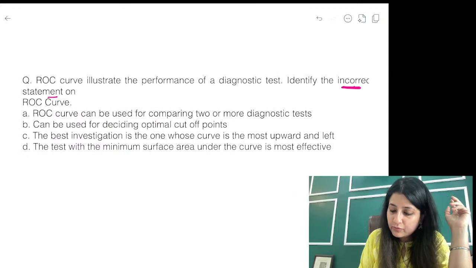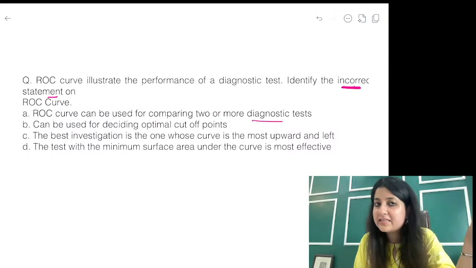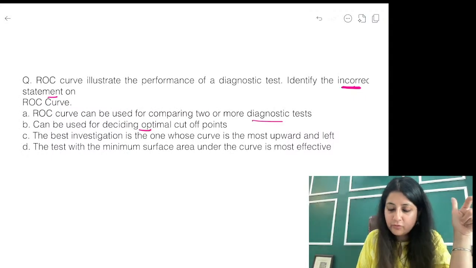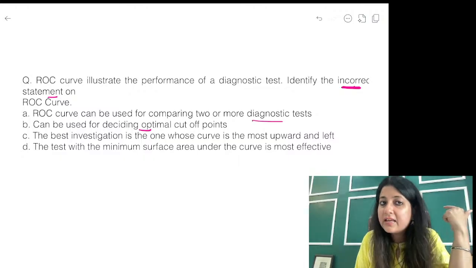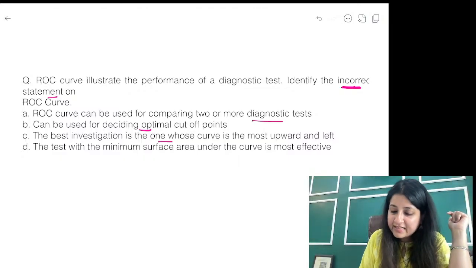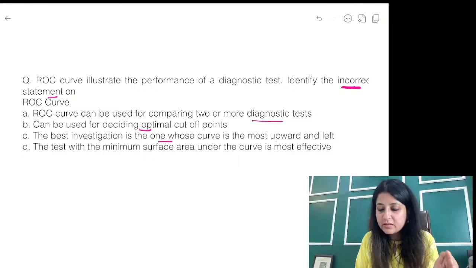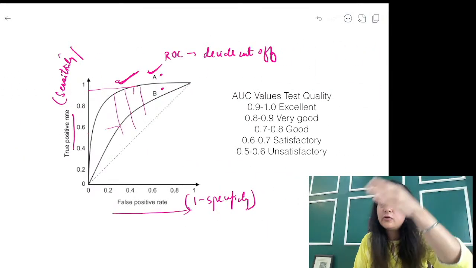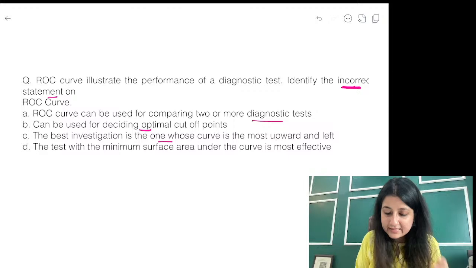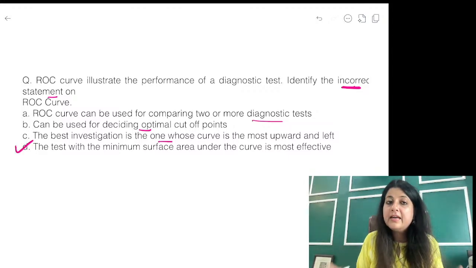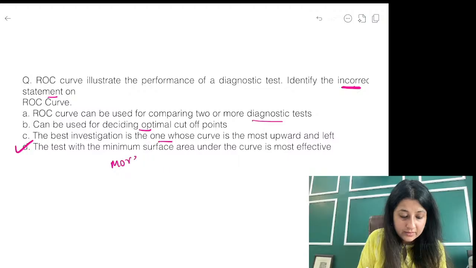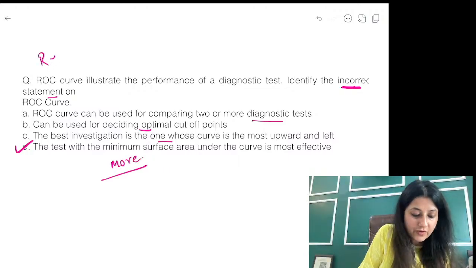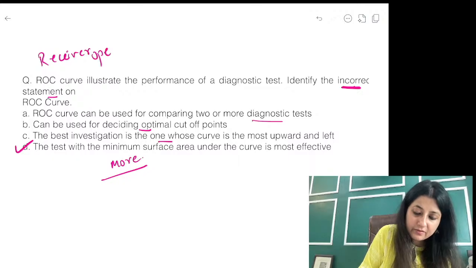ROC curve can be used for comparing diagnostic tests. Yes. ROC curve can be used for deciding the cutoffs. Yes. The best investigation is the one whose curve is most upward and left. You can see most upward and towards the left. Okay? Next, test with minimum surface area under the curve is more effective. Wrong. Test with more surface area. What is the full form of ROC? Good, Riri. It is receiver operator curve.